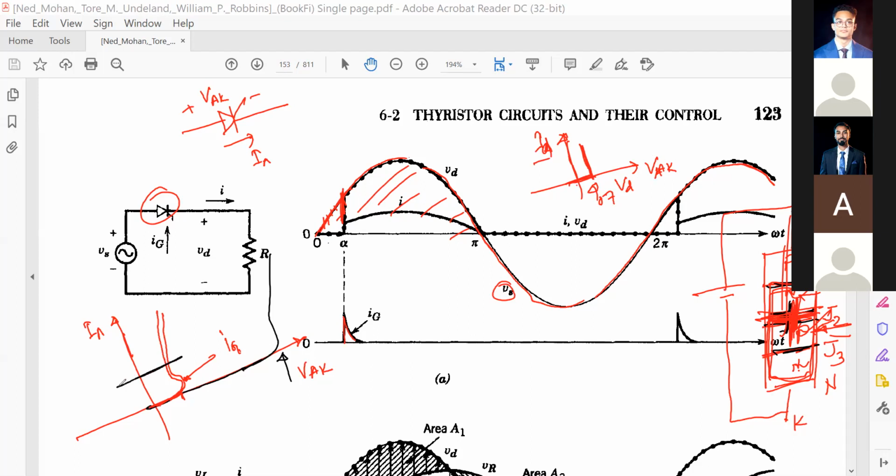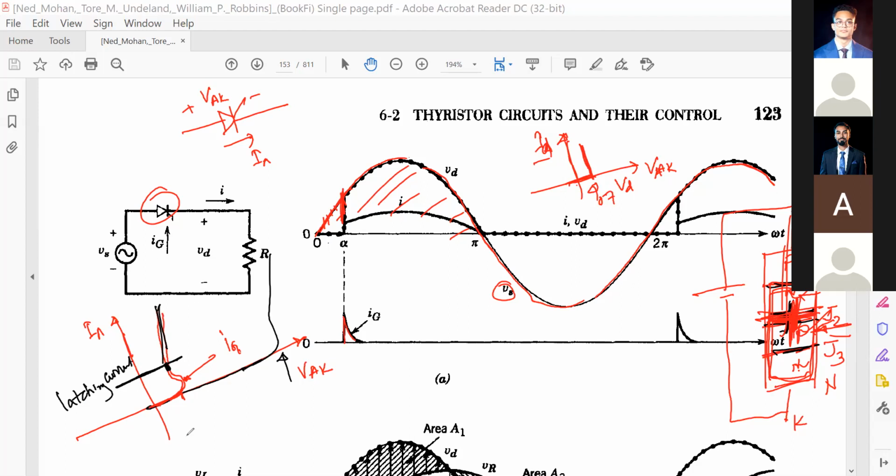So in the thyristor, actually, there must be a current. This current will be known as the latching current. You must have this current, otherwise the thyristor will not start conducting. We call it the latching current. If you cross that latching current, then the thyristor will be conducting.